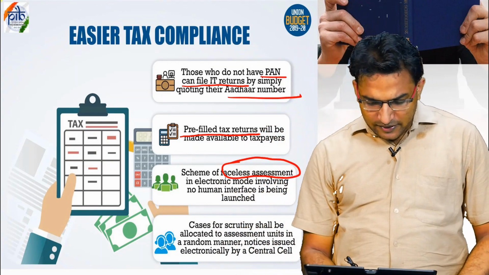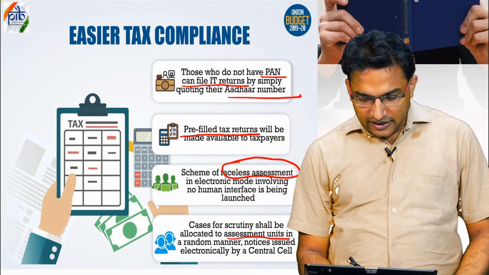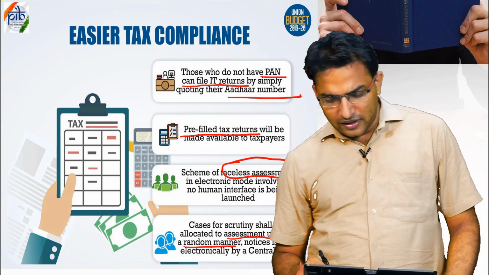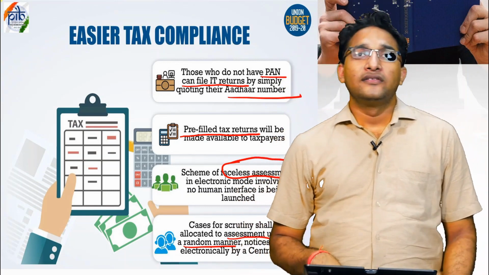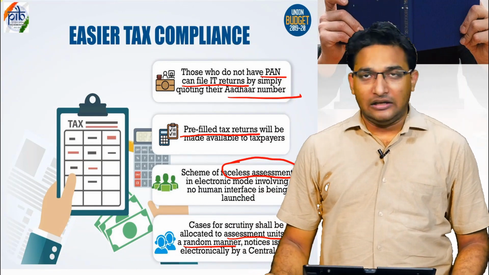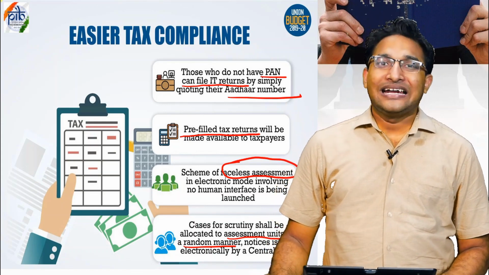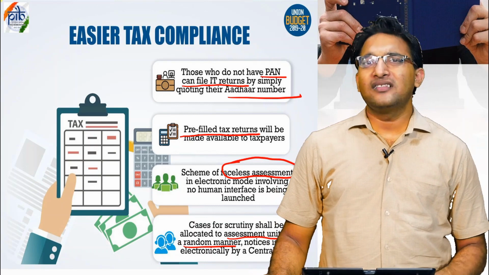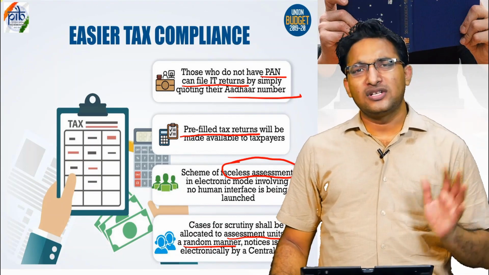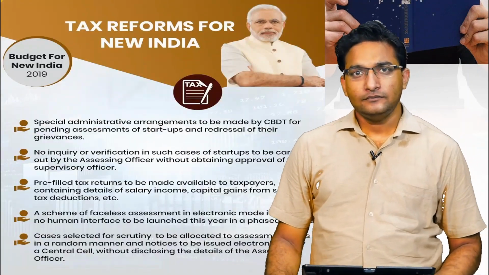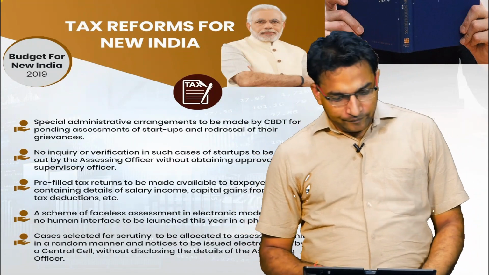Cases for scrutiny shall be allocated to assessment units in a random manner. Notice is issued electronically by the central cell. So the notice for the scrutiny or cross verification will be sent by the central system automatically. So friends, this is not that important a point. You just need to have a reference. Then there are other reforms.